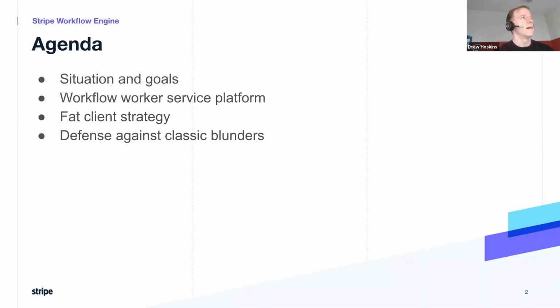I'll give you some context, and I'll talk about how teams divide up service ownership for the worker services that we're building on Temporal. I'll talk about our fat client strategy, and then some of the protections that we've given our diverse user base against foot guns. So let's get going.